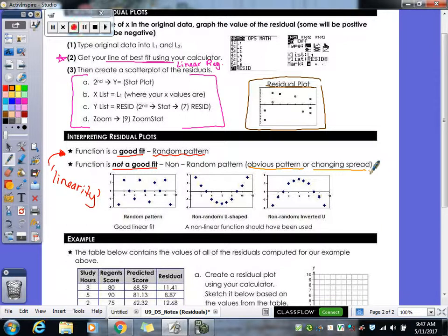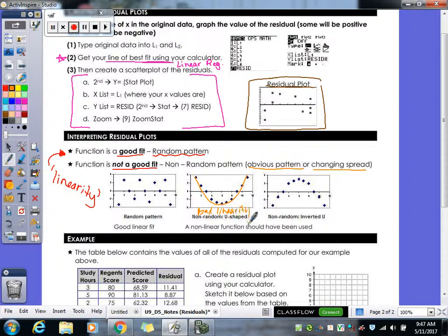So, for example, this one clearly has a distinctive U shape to it. That tells us that our line of best fit was not actually a line of best fit. It was not a good fit at all. So this has bad linearity. It would be hard to do a line of best fit for that.